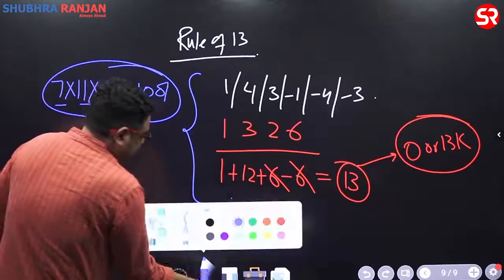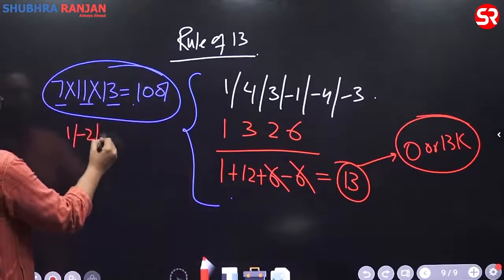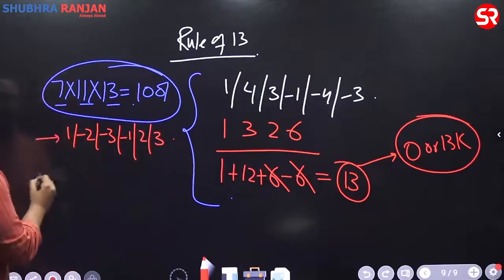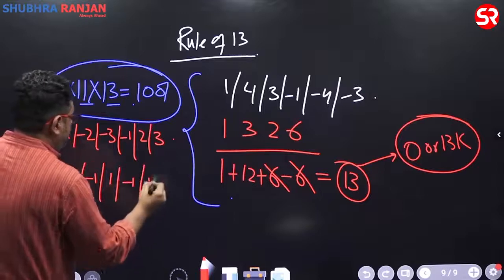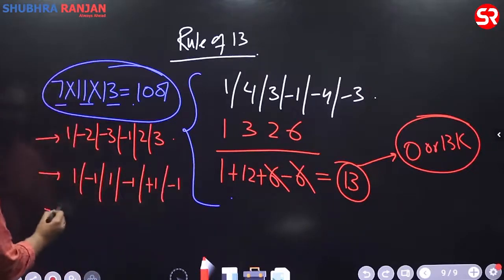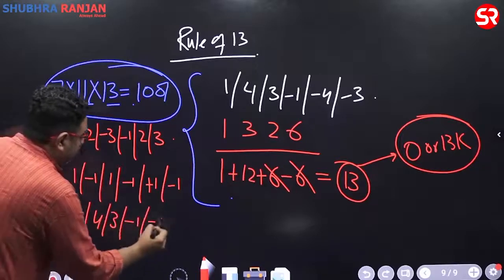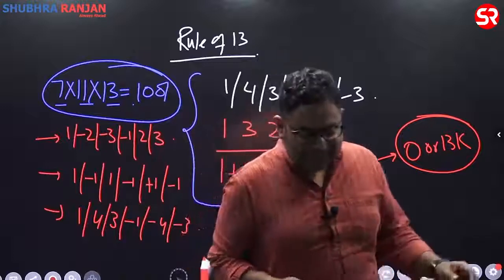For 7 it is 1, minus 2, minus 3, minus 1, 2, 3. And for 11 it is 1, minus 1, 1, minus 1, 1, minus 1. And for 13 it is 1, 4, 3, minus 1, minus 4, minus 3. Now you know the rules, spread happiness about the rules.